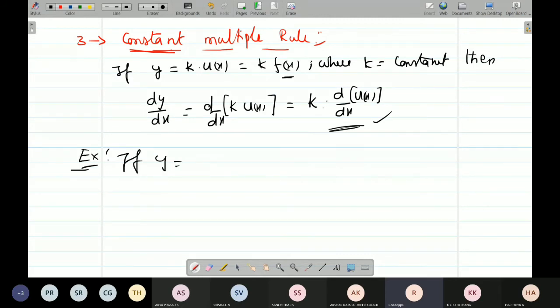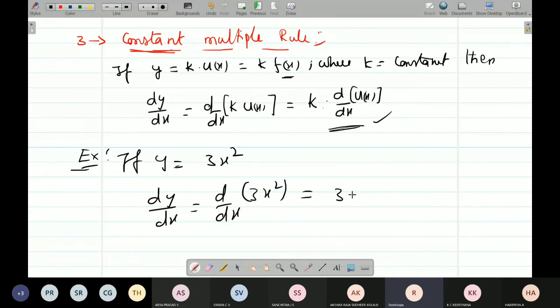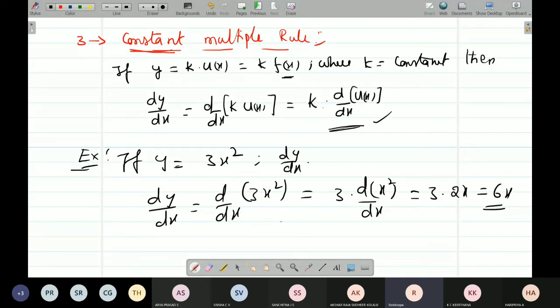Note down this example. If y is equal to 3x square, then dy by dx is equal to d by dx of 3x square. It is a constant 3 times x square. So this constant you take out, then you differentiate x square only. 3 into d by dx of x square, which is 2x. So this is equal to 6x. This is how you have to do it. Therefore, if y is equal to 3x square, then dy by dx is equal to 6x. So write down the next rule, number 4.